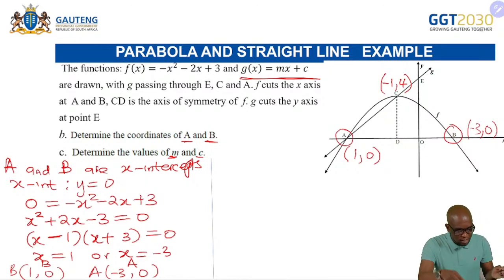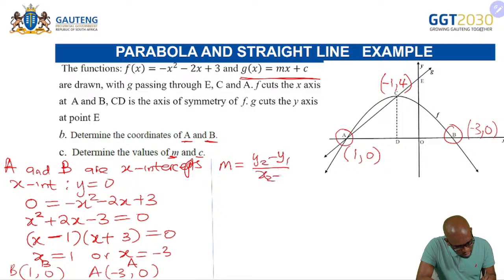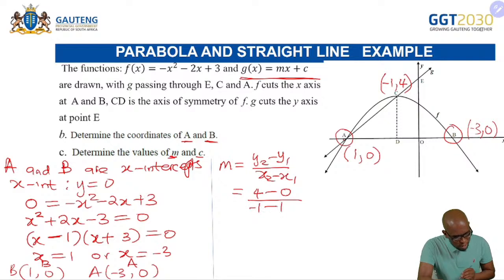Now how do we find the gradient of a straight line? We can use M is equal to y2 minus y1 over x2 minus x1. We can take it from point A and point C because both point A and point C lie on the straight line. So if we take y2 minus y1, that would be 4 minus 0 over minus 1 minus 1.